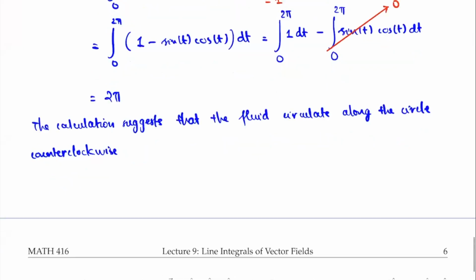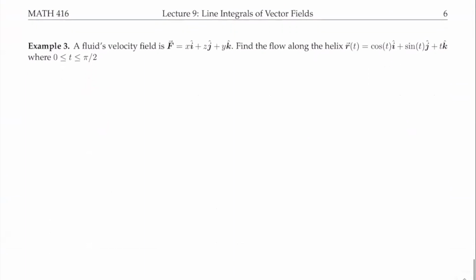All right, so the last example. In this case, you have a fluid velocity in the form of a three-dimensional vector field, and you find the flow along the helix. So it's not going to be a closed curve anymore, but you're moving along the path, and this path is the circular helix, not closed.